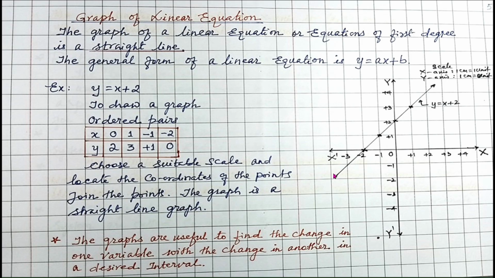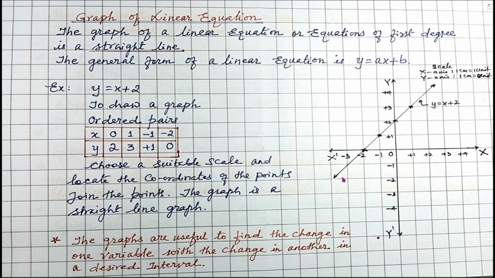Now locate the points. So x is 0, y is equal to 2. Go for x is equal to 0, y is 2, put a cross there or dot there. Then x is equal to 1, y is equal to 3. So put a dot there. x is equal to minus 1, y is plus 1. Put a dot there. x is equal to minus 2 and y is 0. Put a dot there. So join these dots which we have located in a coordinate plane.